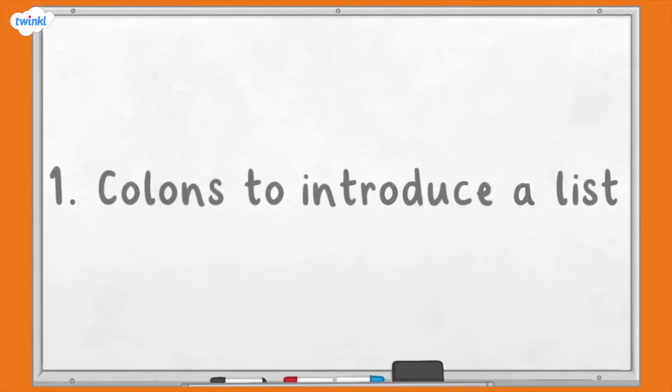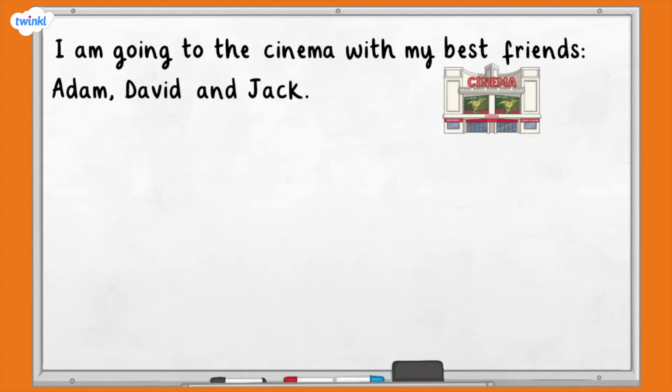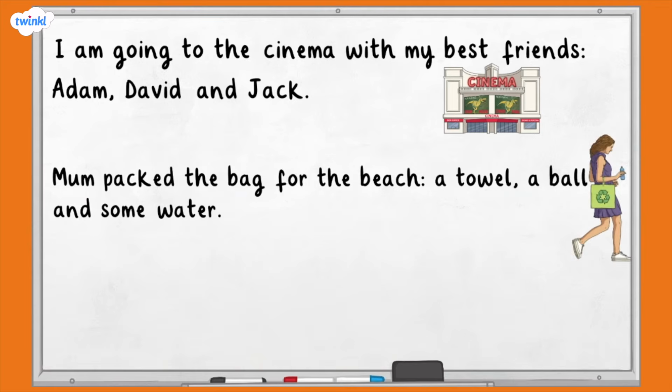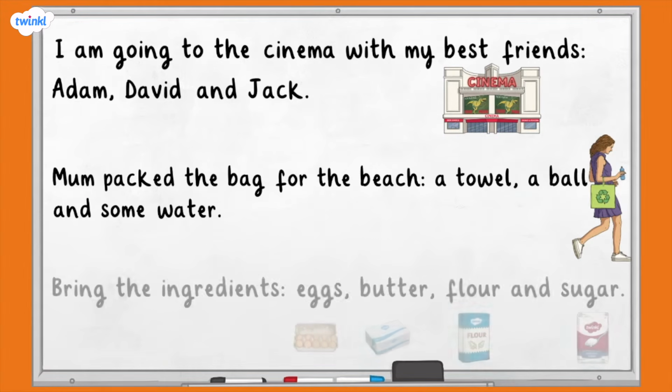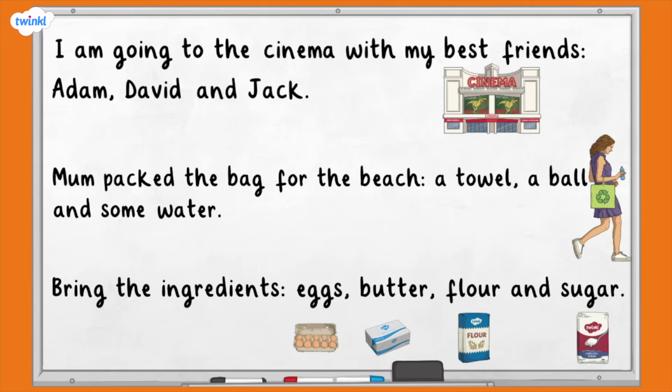The first one to look at is using colons to introduce a list. Colons can be used after a main clause to introduce a list. For example: I am going to the cinema with my best friends: Adam, David and Jack. Mum packed the bag for the beach: a towel, a ball and some water. Bring the ingredients: eggs, butter, flour and sugar.